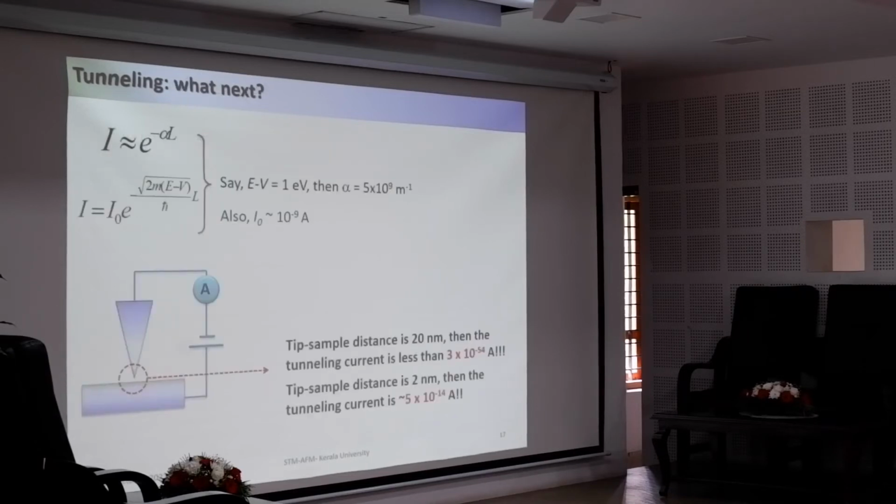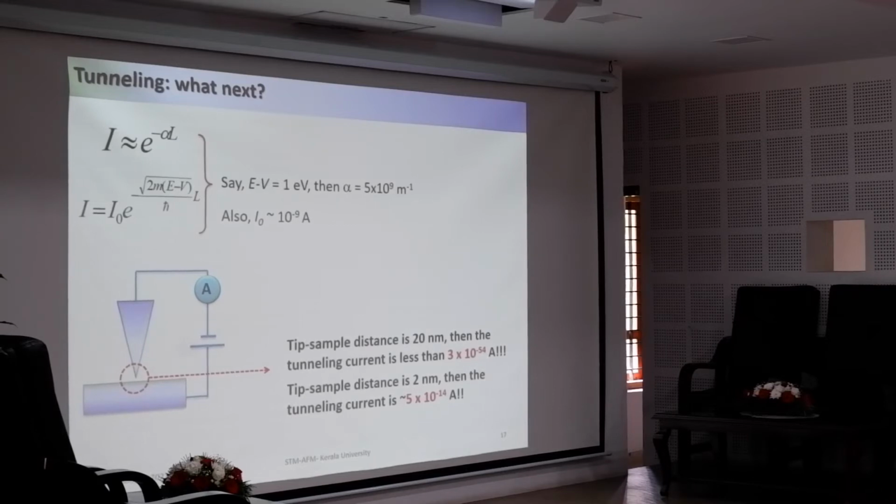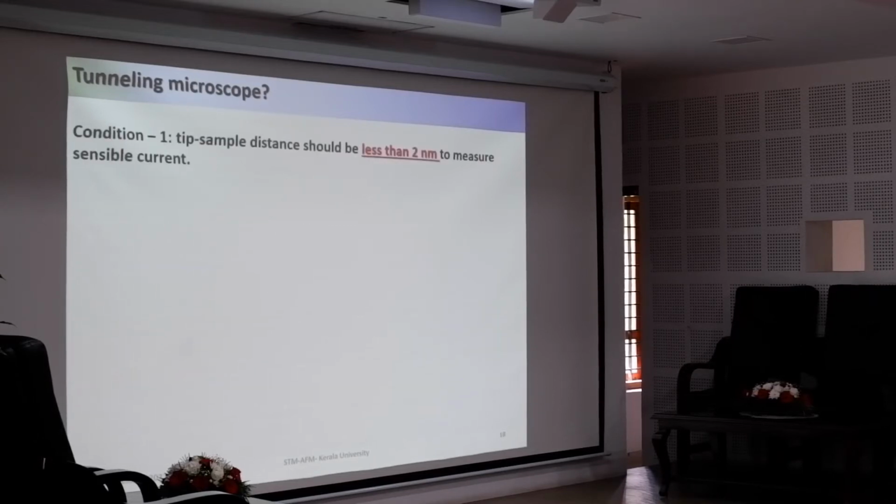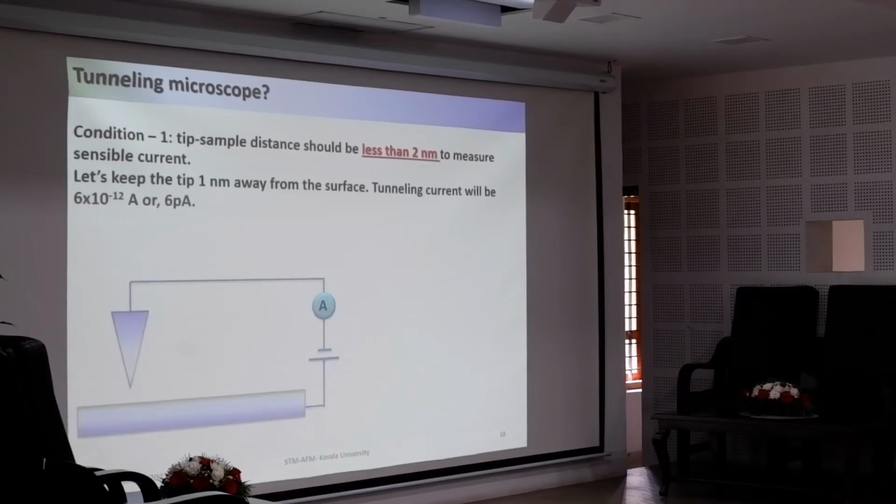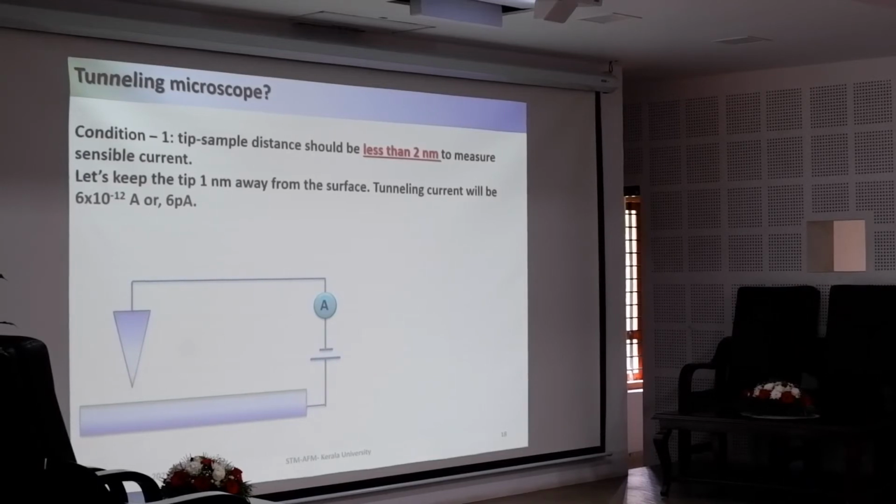So that means the tip sample distance should be lower than 2 nanometer. 2 nanometer is the size of four atoms. It's possible. Our technology is now really advanced. We can keep the tip just one atom away. So we have to go lower than 2 nanometer, then only a measurement is possible. If we keep 1 nanometer away instead of 2 nanometer, then you see a picoampere current. That's fair.